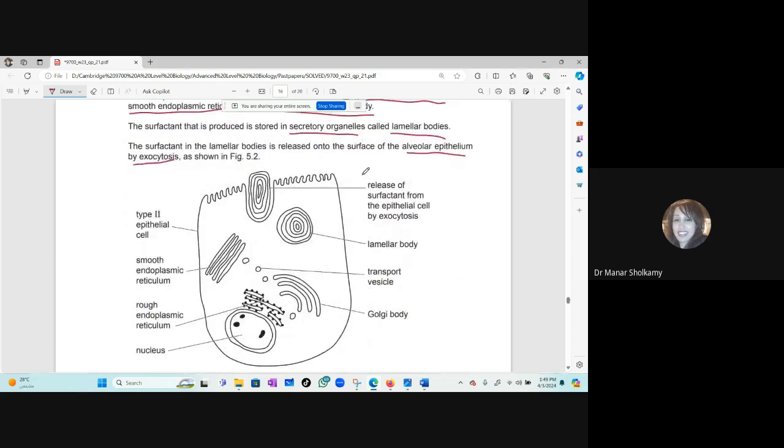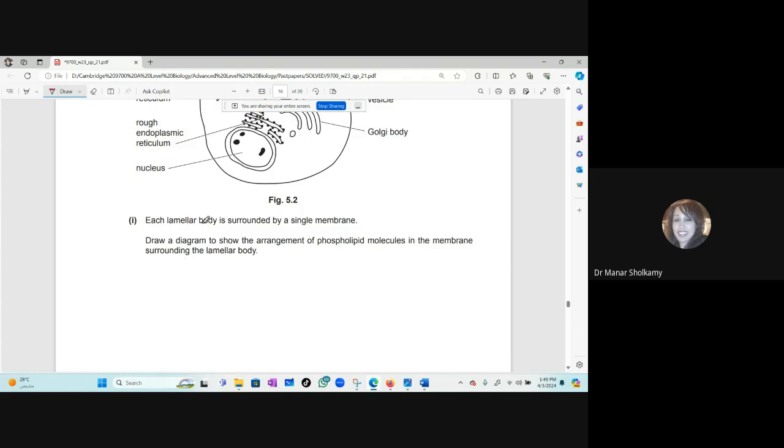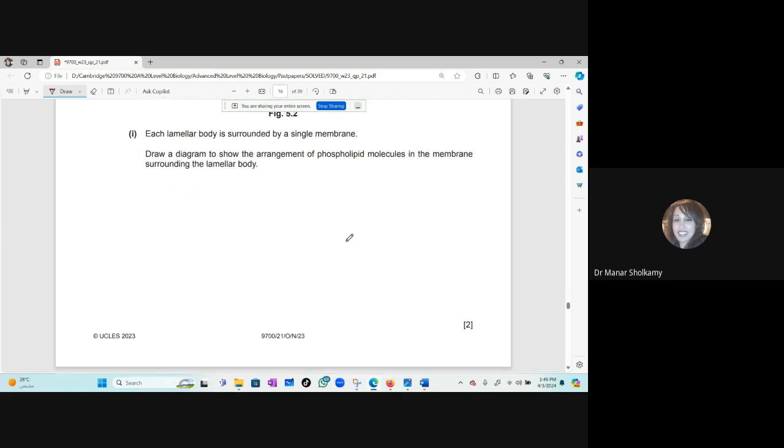Okay, good. A lot of information. So this is the lamellar body that contains the surfactant, and here the surfactant is being released. Each lamellar body is surrounded by a single membrane. So it is not a double membrane, a single phospholipid bilayer. Draw a diagram to show the arrangement of the phospholipid molecules in the membrane.